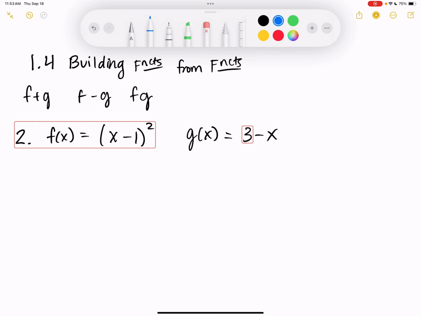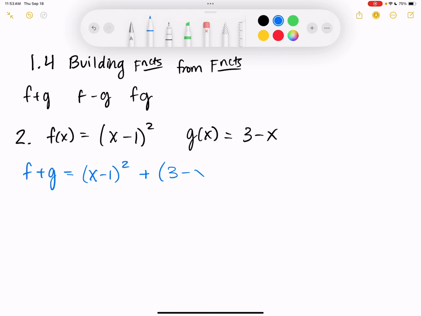All right, so f of x plus g of x, or we can just say f plus g, that's what they say, is (x minus 1) squared plus, I would probably put this in parentheses, (3 minus x), okay, especially once you get to the f minus g, so that you make sure you pay attention to the sign, because it would be awful to get a problem wrong just off of forgetting to put a minus sign somewhere.